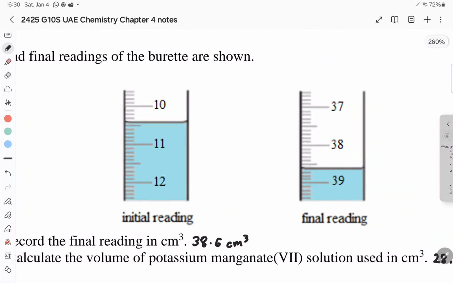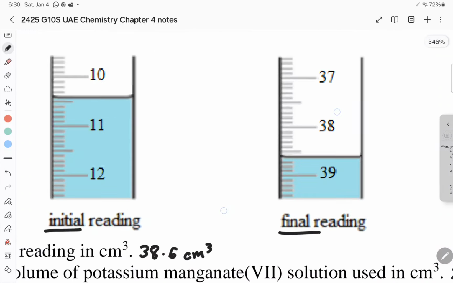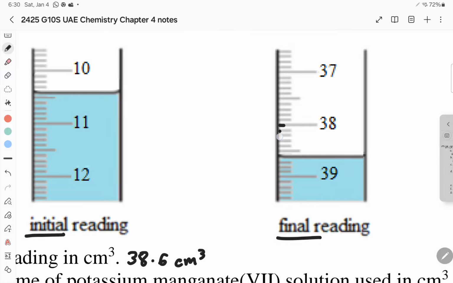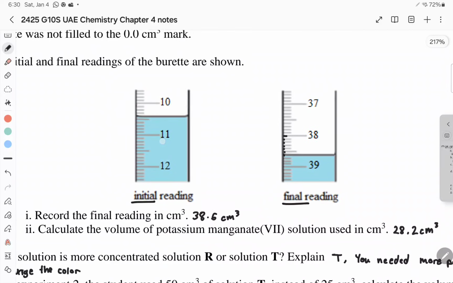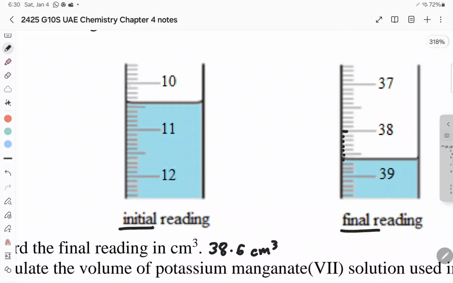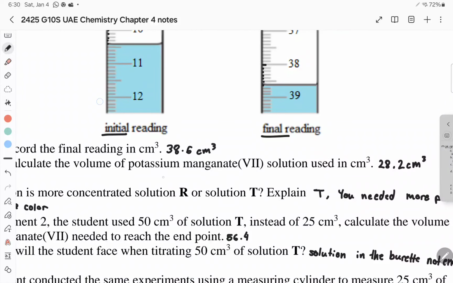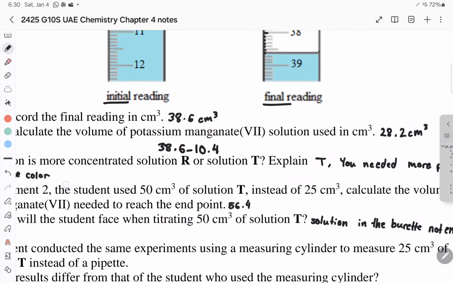So now you need to find the final reading in centimeters cubed, or well, you have to find out how much potassium manganate was used. So you had an initial reading and a final reading. First we need to read the final reading, which was 38, 38.1, 38.2, 38.3, 38.4, 38.5, 38.6. Now calculate the volume of potassium manganate used. How do you calculate it? You take 38.6, which is your final reading, and you find your initial reading, which is 10.1, 2, 3, 10.4. You subtract the two from each other: 38.6 minus 10.4, you're going to get 28.2.